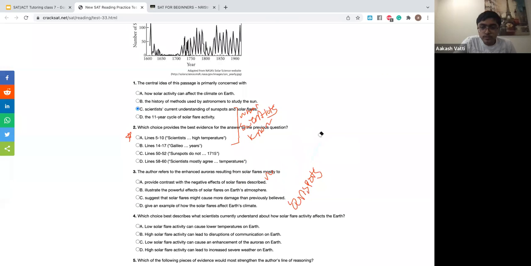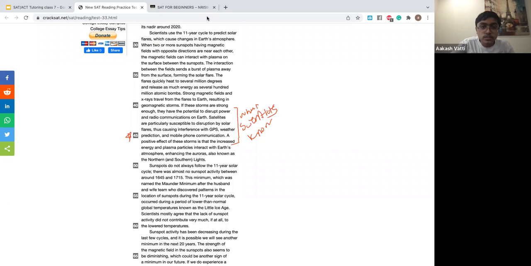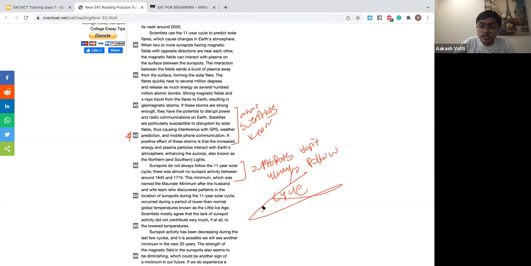Right? It's not 14 to 17. 50 to 52 talk about how sunspots don't always follow a cycle, and that is not really what we want. That's not helping our answer either. Therefore, this is not the right answer as well.